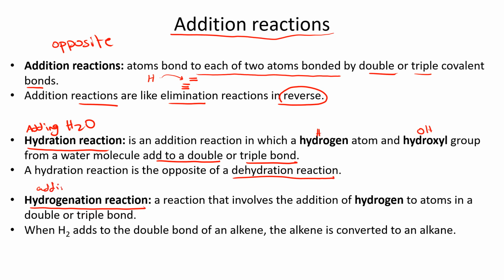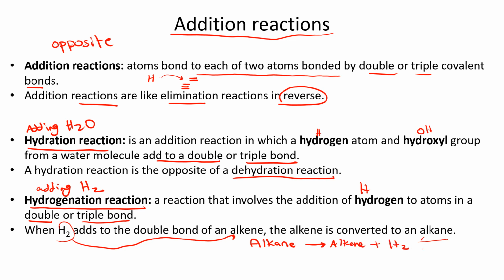Is adding H2. So it's a reaction where hydrogen atoms will go and destroy the double and the triple bond. They will interfere there. So when H2 is added to a double bond like alkene, you will produce an alkane. عكس elimination. Remember, when we had alkane and it gives us alkene plus H2, what did we call this? Elimination, right? And which type of elimination it was? Dehydrogenation.